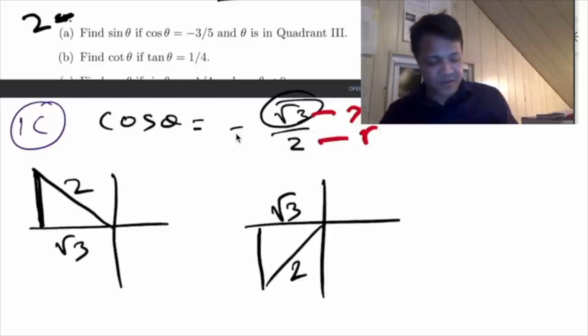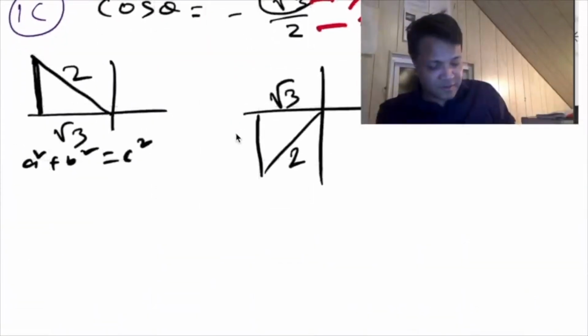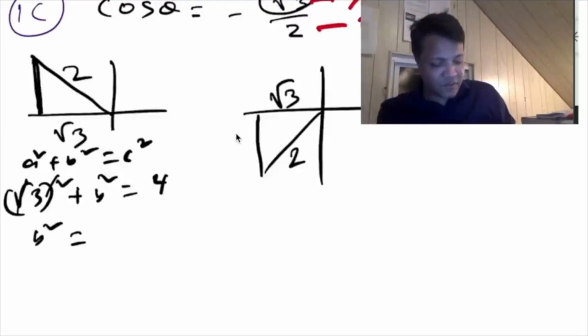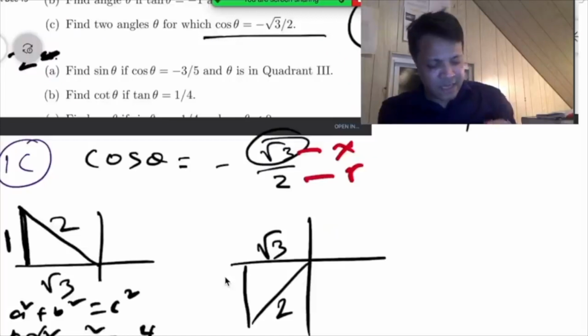If this is square root of 3 and this is 2, what is this one? Again, SOHCAHTOA will save you. So a squared plus b squared equal to c squared. So a squared is square root of 3 squared plus b squared is equal to c squared, which is 4. So b squared is 4 minus 3, which is 1. So b is 1. Voila. So this is 1. So again, this is 30 degrees.